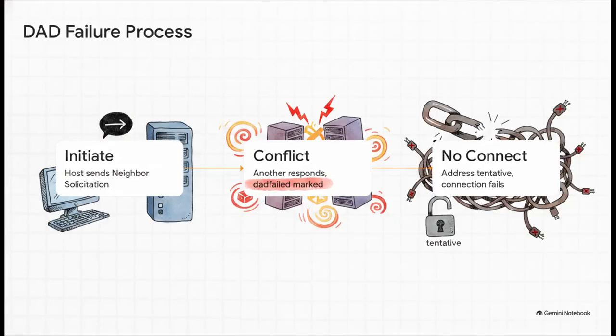But what happens if DAD actually fails? Well, this 3-step process shows you exactly how a device can silently lose all global connectivity. The host initiates the check, right? But if another machine responds, boom, a conflict is detected. The interface immediately flags that address as DAD failed and leaves it stuck in this weird, unusable, tentative state. We see this all the time in virtual environments where somebody cloned a VM, left the MAC addresses exactly the same, and accidentally generated identical IPv6 addresses. So if you've got no connectivity, checking for that DAD failed flag is absolutely step 1.